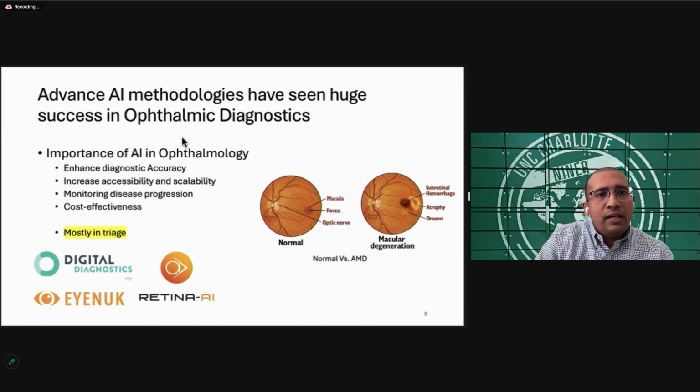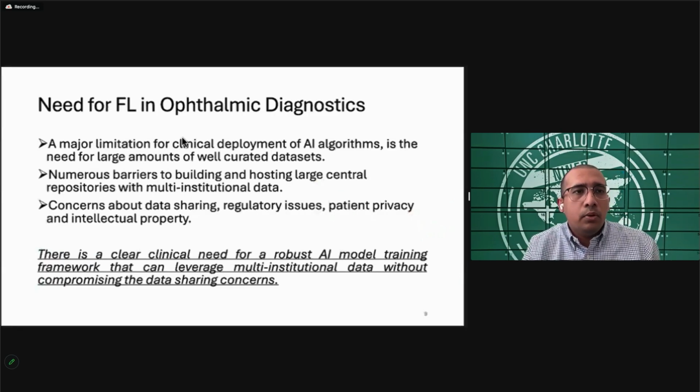So the importance of AI in ophthalmology is that it enhances diagnostic accuracy. It's much more scalable. It helps monitoring disease progression. It's very good at time series data, like progression, prediction of onset, etc. And it's cost effective because for triaging, you don't need a doctor there, right? You just can take a patient's image and then we can find out referable versus non-referable people.